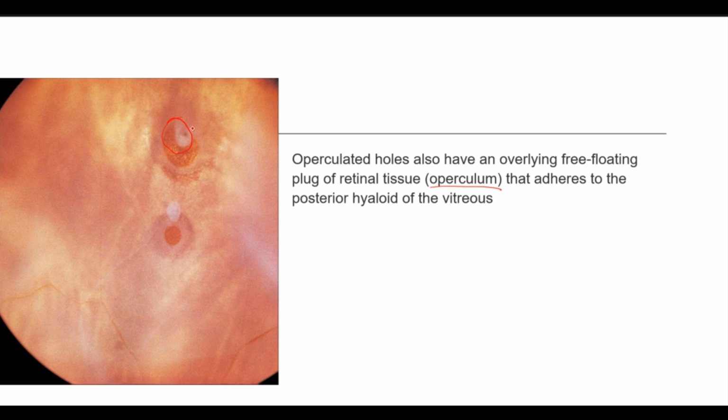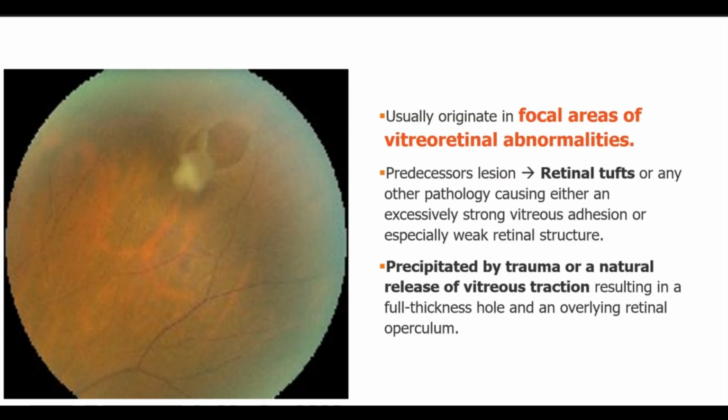Sometimes it might just be attached at the edge of this atrophic hole, right? And these are basically attached to the posterior hyaloid of the vitreous. Now they're very similar to the horseshoe shaped tear, but over here you will have this focal area of vitreoretinal abnormality. So they usually originate from the areas where there is focal vitreoretinal adhesion or abnormality, and the predecessor lesion for the development of operculated hole is usually a retinal tuft, right?